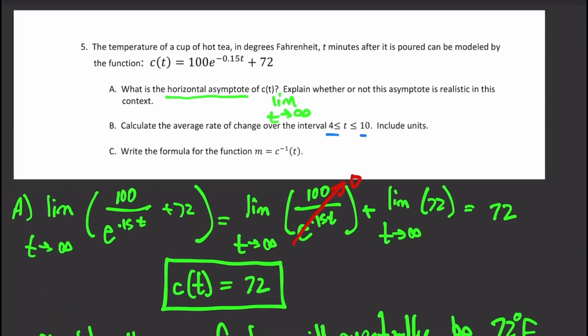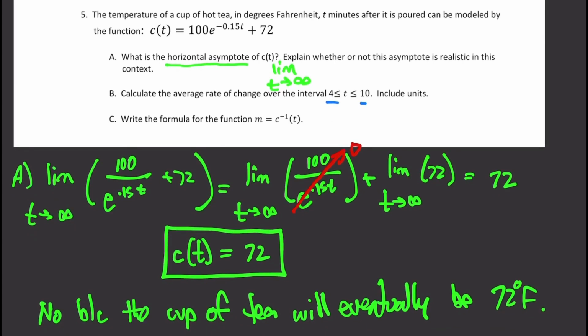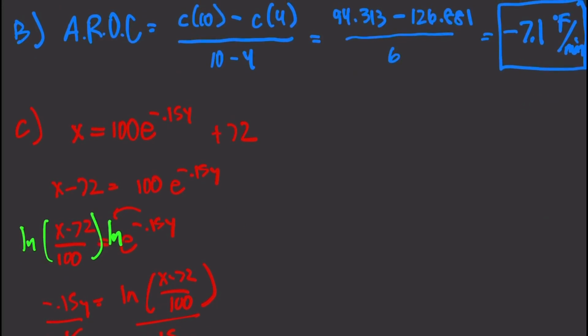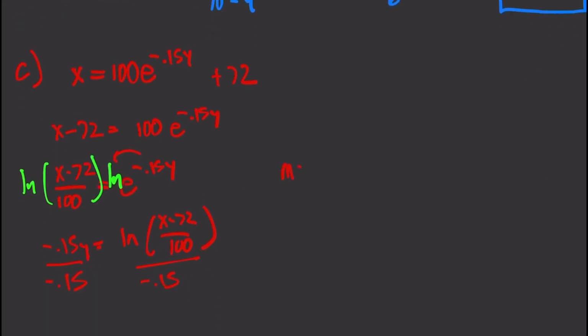So let's go back up. It's m equals c inverse of t. Okay, so let's use that. M equals c inverse of t equals natural log t minus 72 over 100 and all of that over negative 0.15.